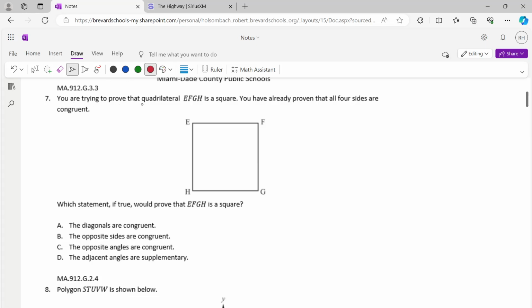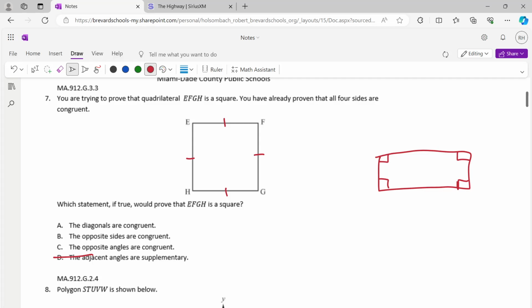All right, problem number 7, you're trying to prove that a quadrilateral is square. You have already proven that all 4 sides are congruent. All right, so if you know that all 4 sides are congruent, you've proven this. Which statement, if true, would prove this is a square? Well, if we start looking, I'm going to start at answer choice D down here. Answer choice D says the adjacent angles are supplementary. That's true in a square, but in a rectangle, adjacent angles are supplementary as well. So that doesn't prove that this shape is a square.